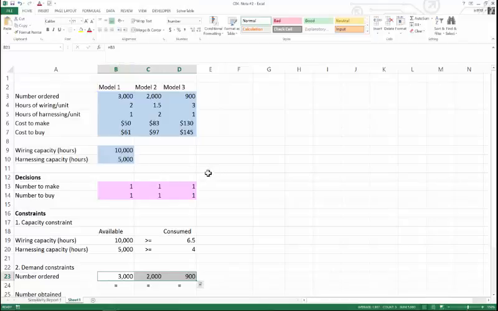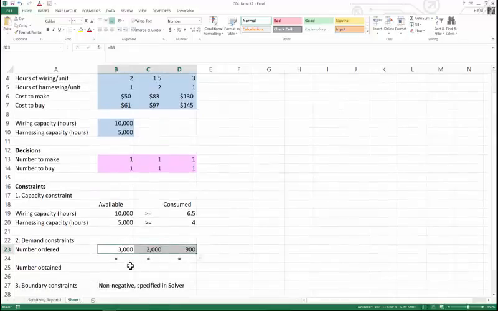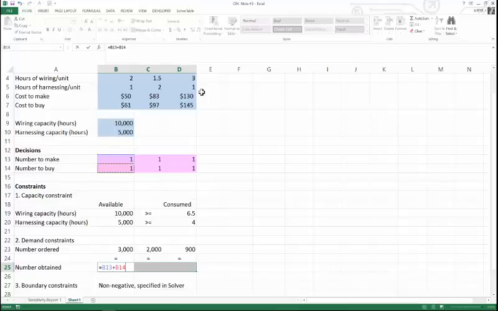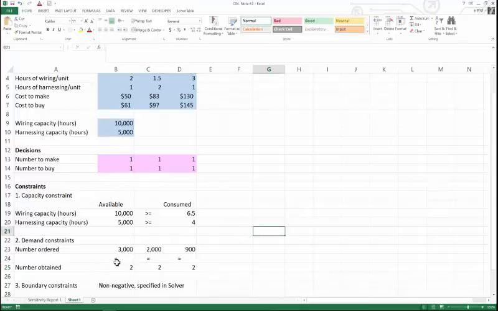All right. So this is the number ordered by the customer, and what we obtain from both sources, making in-house or outsourcing, the total number we got from those 2 sources must satisfy the customer's order. So that means we need to sum up the number for each model, how many we have made and how many we have bought. We just add them together, and this has to be equal to the number ordered.